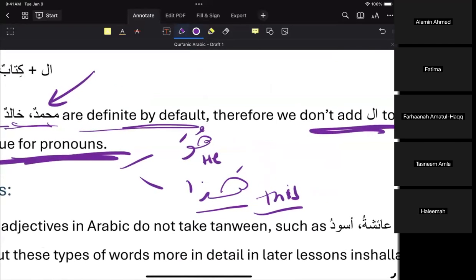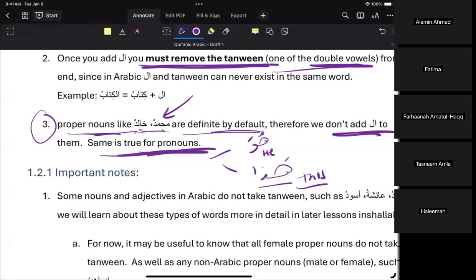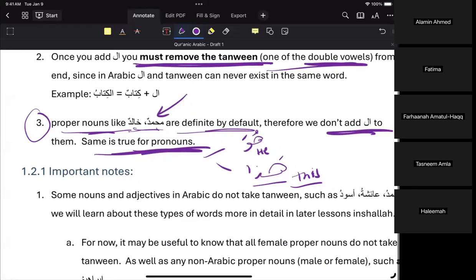You don't say 'the he.' Most of the time, guys, when we study Arabic, we get frustrated about why there are rules, but we don't realize the language that we speak has exactly similar rules. We don't say 'the Muhammad,' we don't say 'the he,' we don't say 'the this.' Then why would we assume we can say this in Arabic? There might be some exceptions, but the majority of the time, all languages work pretty much the same way.